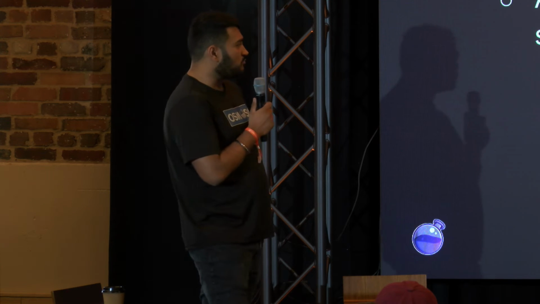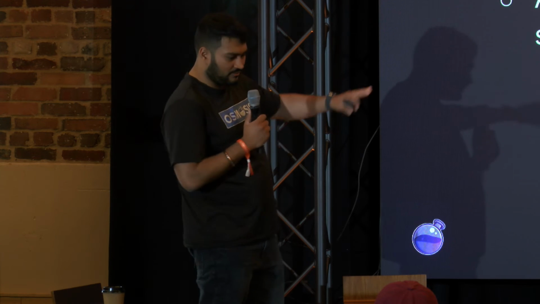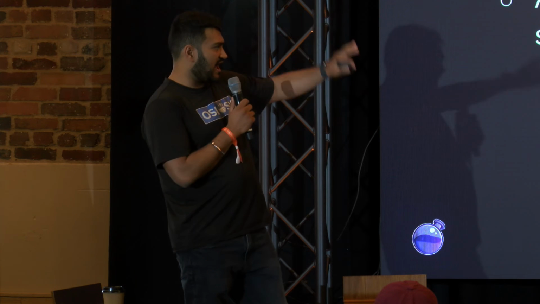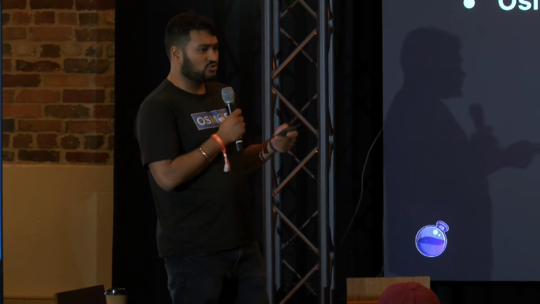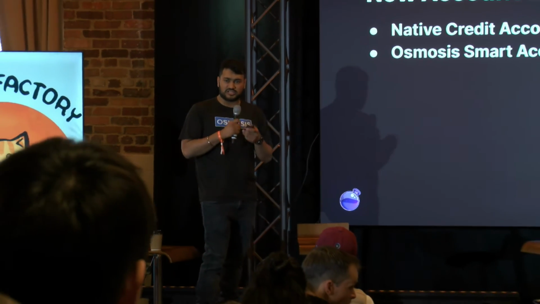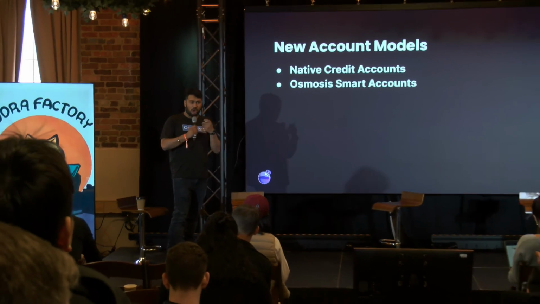You can build new account models. We're working on this thing called native credit accounts, which is basically this idea that, I'm kind of running out of time, so I'm going to go fast. You can have native leverage primitives built into the account model of your blockchain. You have Osmosis smart accounts, allowing a lot of account abstraction and new sorts of login systems.